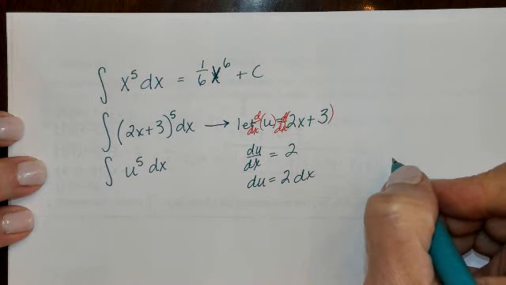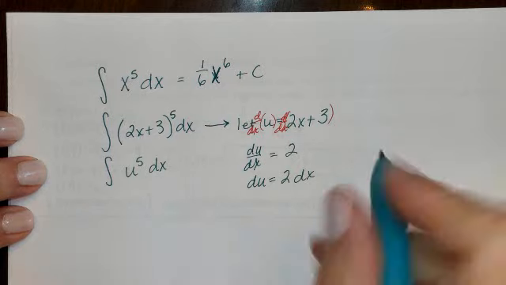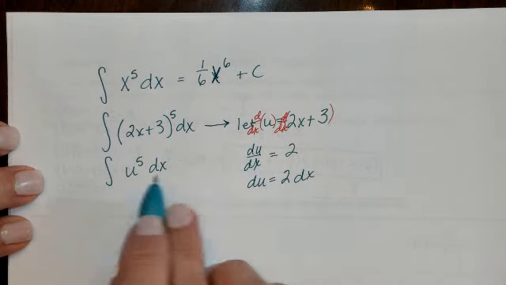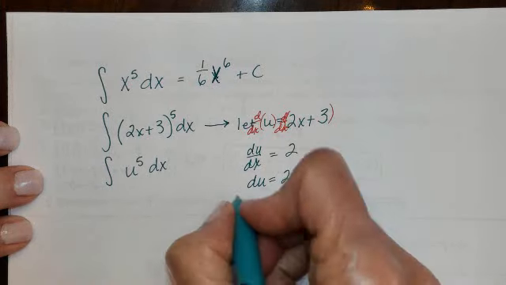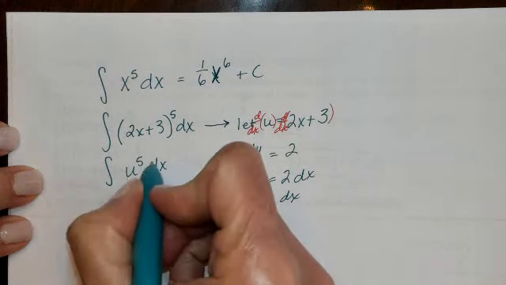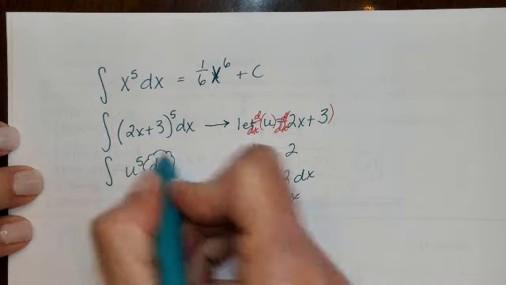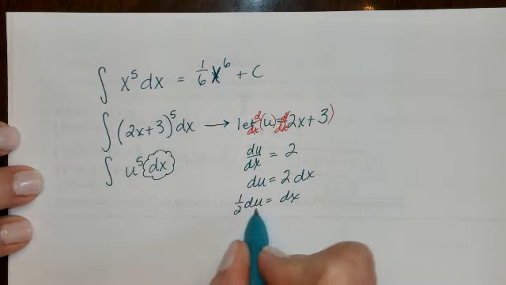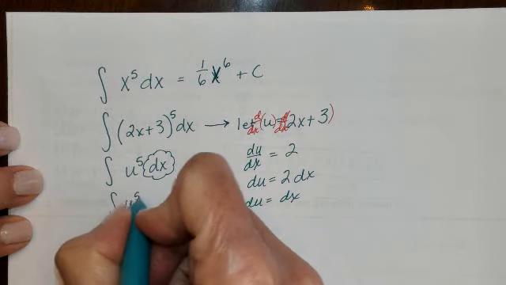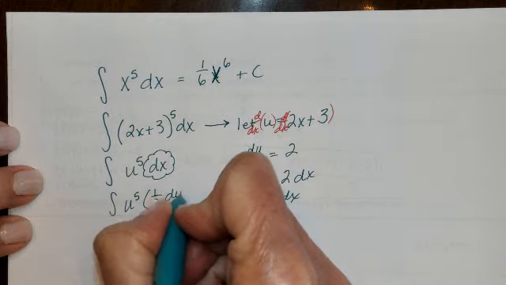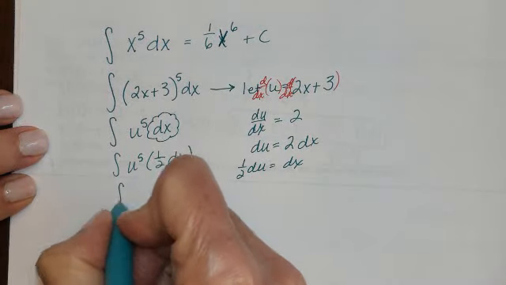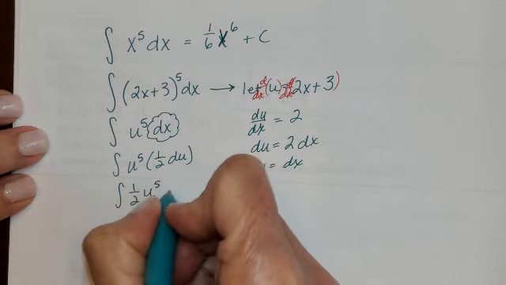This is great because now I have dx here. To get dx by itself, I'm going to multiply both sides by a half. So 1/2 du is equal to dx. Now in place of dx, I can write 1/2 du. So that becomes u to the 5th times 1/2 du, which is 1/2 u to the 5th du.